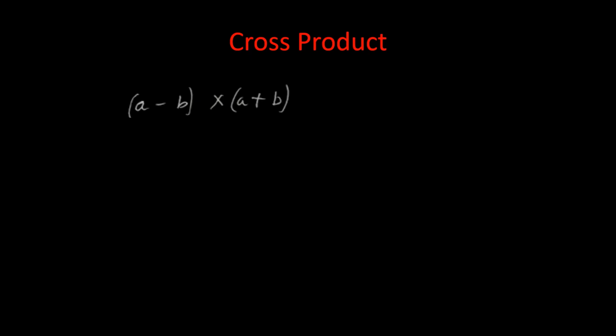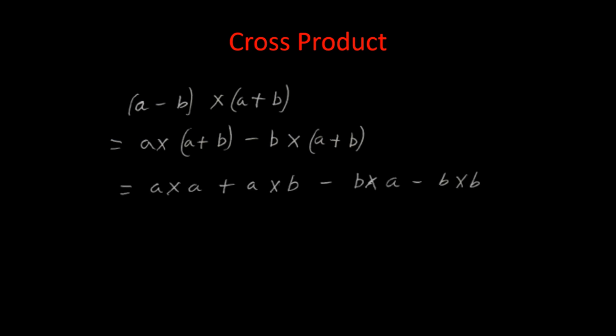Here we have (a minus b) cross (a plus b). This will be a cross (a plus b) minus b cross (a plus b). If we expand it out, it is a cross a plus a cross b minus b cross a minus b cross b. Remembering our rules, if we throw away anything that is by itself, so a cross a and b cross b, we will end up with a cross b plus, essentially, a cross b again, which will give us 2 a cross b.